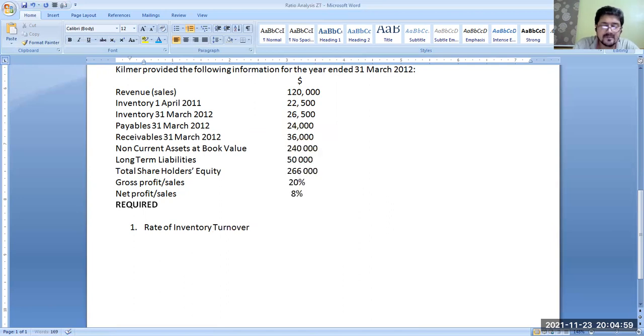Now, inventory turnover is calculated by how? It is calculated as cost of sales divided by average inventory. This is the formula: cost of sales divided by average inventory.